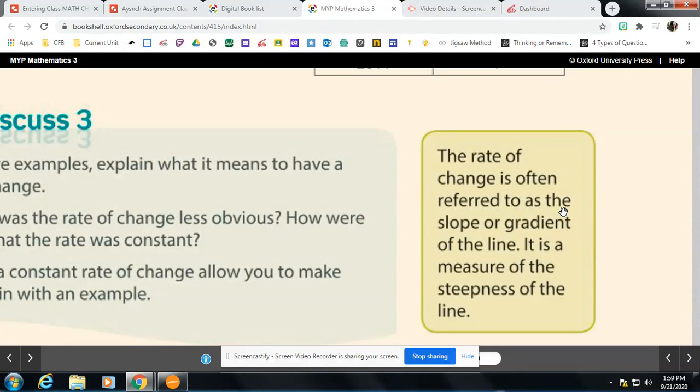All right, so up to this point, we've looked at rate of change. We've looked at our unit rates. We found our walking rates a couple weeks ago. So now we want to look at rate of change as it refers to slope or the gradient of a line. It is a measure of the steepness of a line. So the slope or the gradient is the steepness of a line.